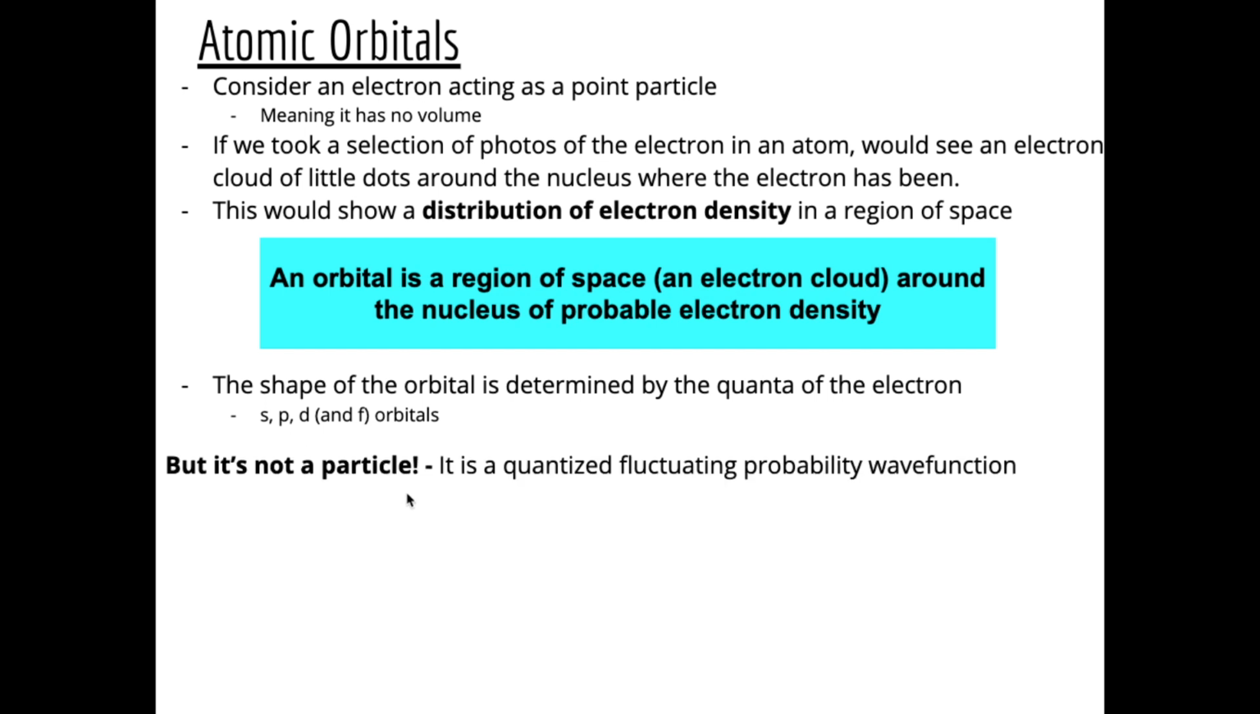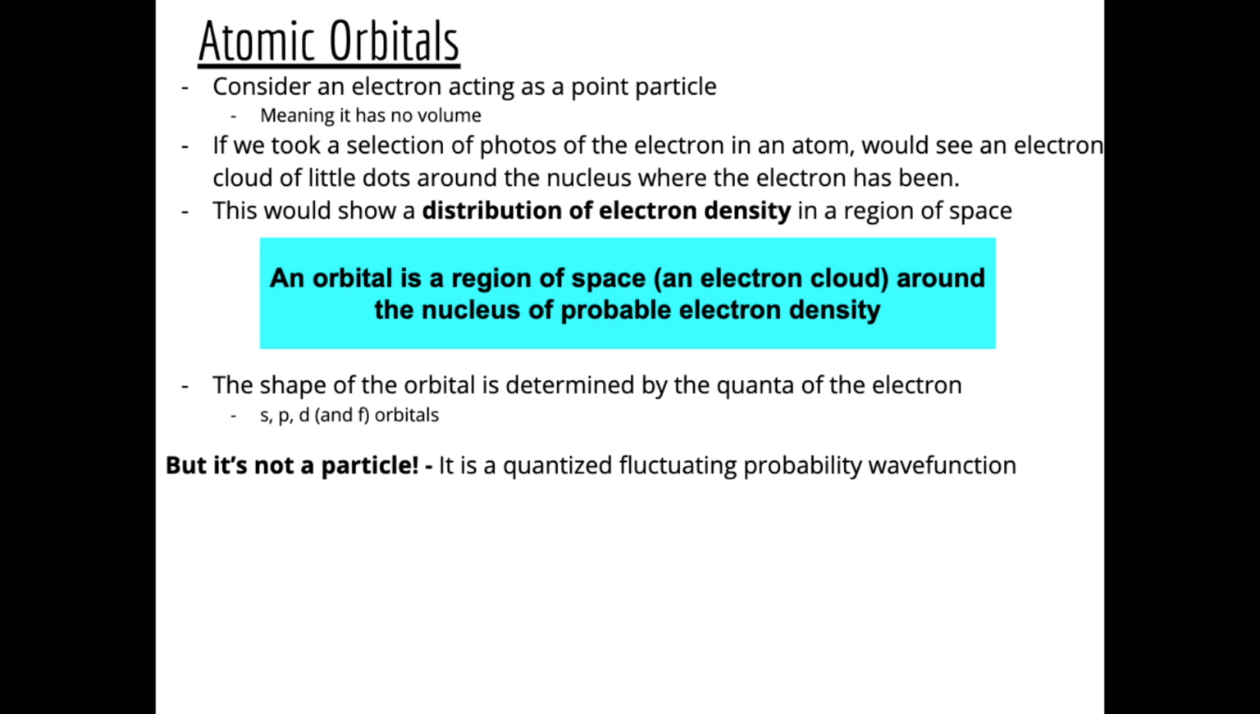But it's not a particle, because I just told you that it's best described as a standing wave. So why would I tell you this model that it's acting like a particle, even though it's not a particle? It's got a particle-wave duality. What's going on? What it is, it's a quantized fluctuating probability wave function. What does that mean?